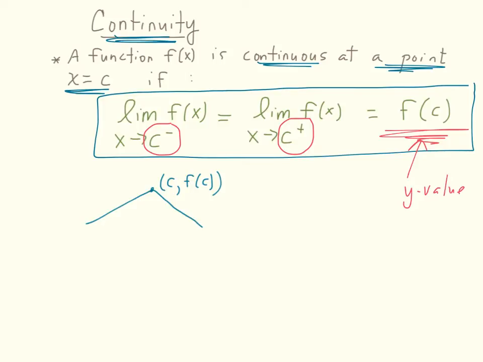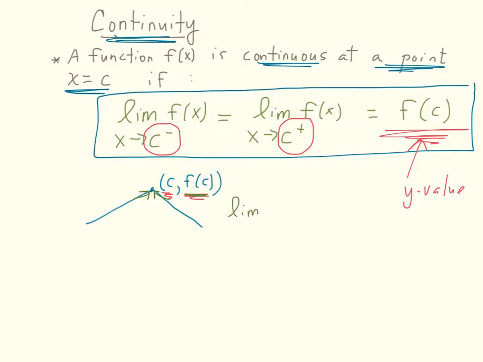So a quick illustration here, you have a function f of x. Here is our point of interest. C is the x value. The y value is f of c. So we can see here that the y value is f of c. And as you approach c from each direction, notice how the limit value equals the function value.